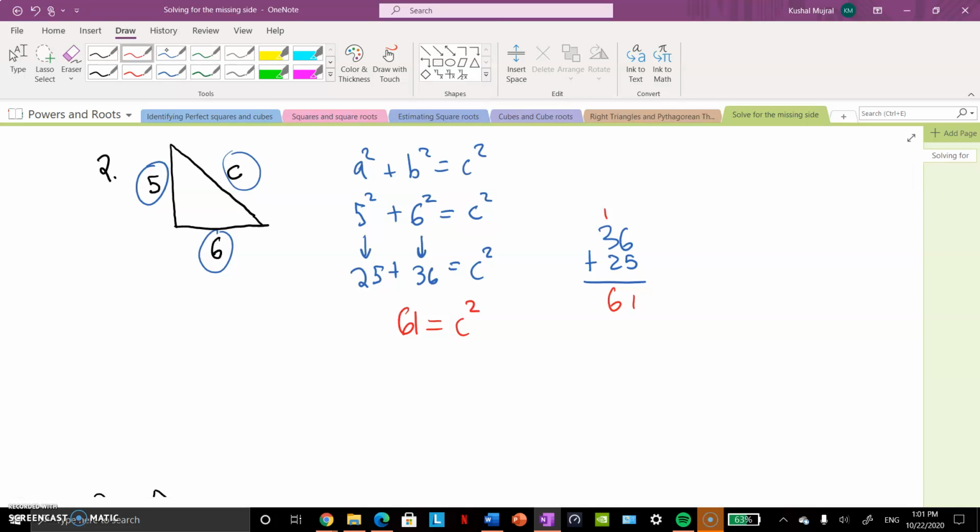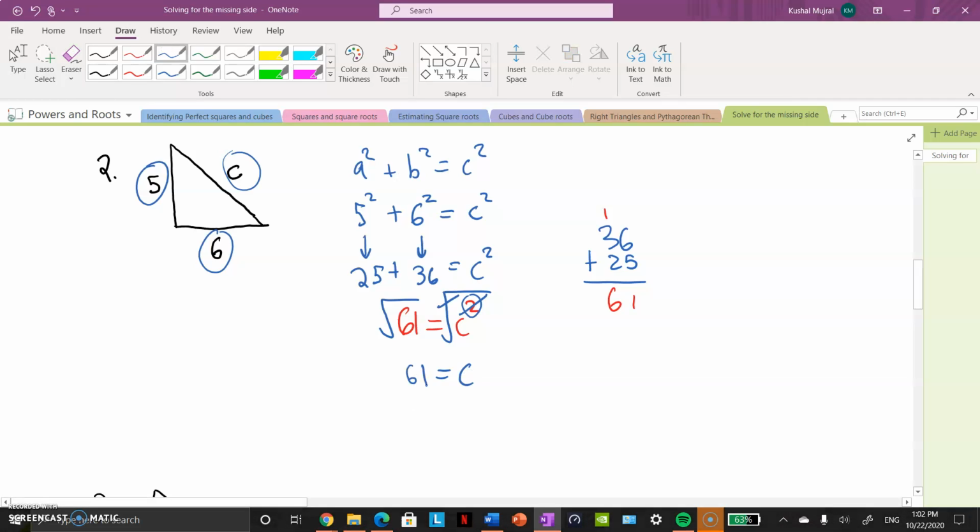So how do we get rid of a square? We will square root. We do what we do on one side, we do on the other. So this gets cancelled, and then the square root of 61 equals c. Now we can try prime factorizing 61, but there isn't really anything that goes into 61, so that just means that we're going to leave our answer like this. The square root of 61 equals c.